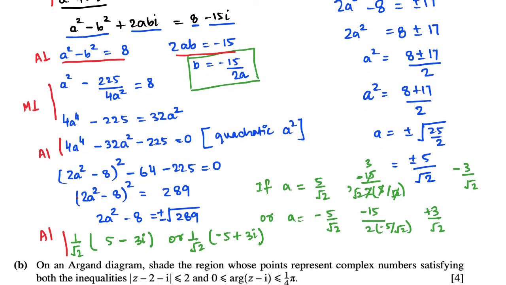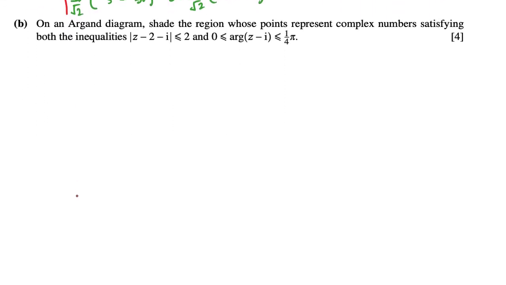Okay, now let's move on to the next question in the same paper. On the Argand diagram, shade the region whose points represent complex numbers satisfying both the inequalities. So first, what does this inequality represent? This inequality represents the locus of points in a circular form. I can write this as |z − (2 + i)| ≤ 2, which means it represents the locus of a point in a circle whose center is this and the radius is 2.